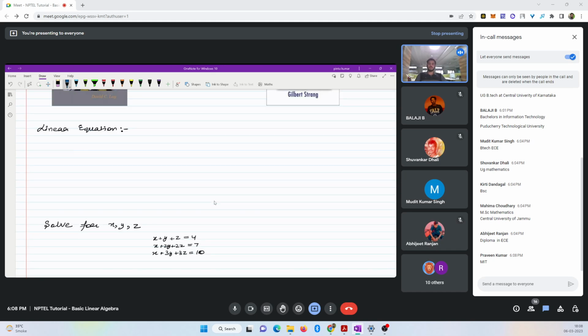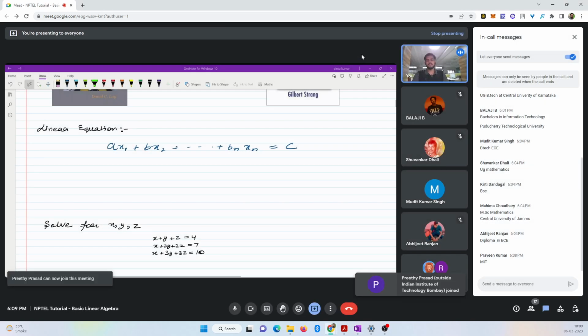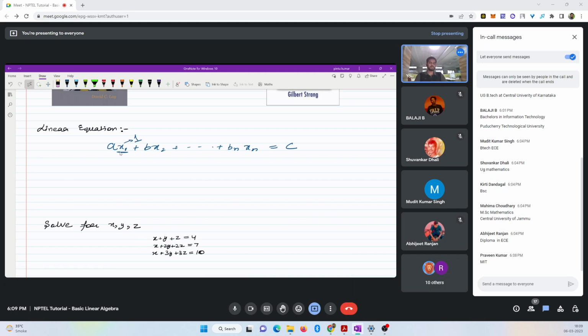First of all, let's look at what a linear equation is. A linear equation is something of the form a x1 plus b x2 and so on, up to some n-th term bn xn, equal to some c. What we mean by linearity here is that the variable terms appearing are just raised to the power 1 and are not multiplied with each other. In linear algebra, we study these kinds of equations.